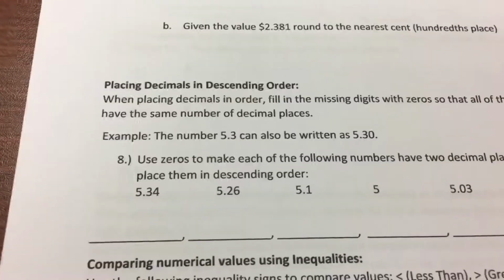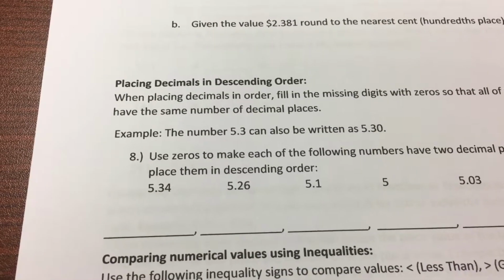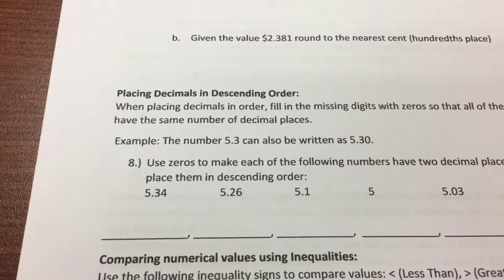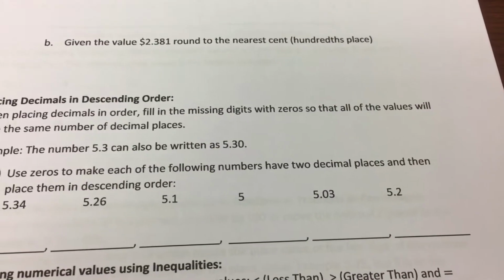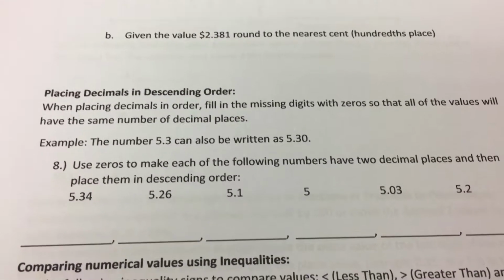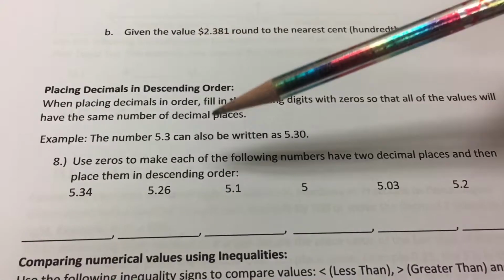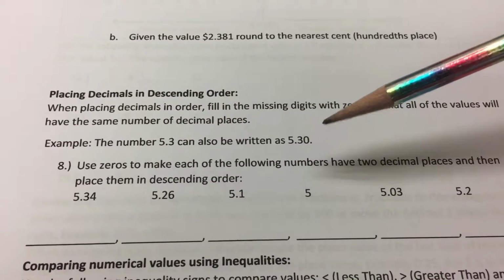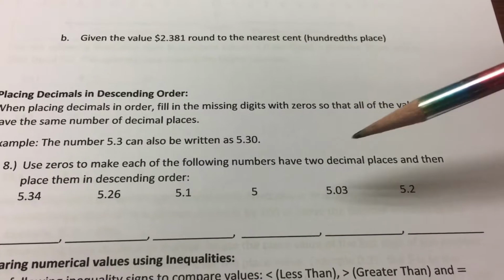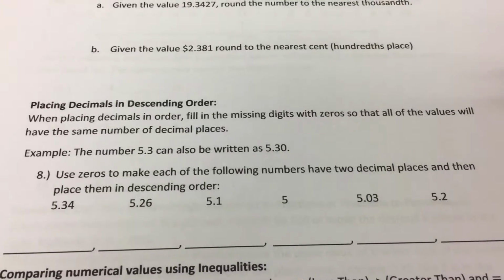Okay. This one, placing decimals in descending order. That descending order means high to low. And it says, when placing decimals in order, fill in the missing digits with zeros so that all the values will have the same number of decimal places. Example, if you have the number 5.3, you can write it also as 5.30. It means the same thing. Use zeros to make each of the following numbers have 2 decimal places and then place them in descending order. It means high to low.